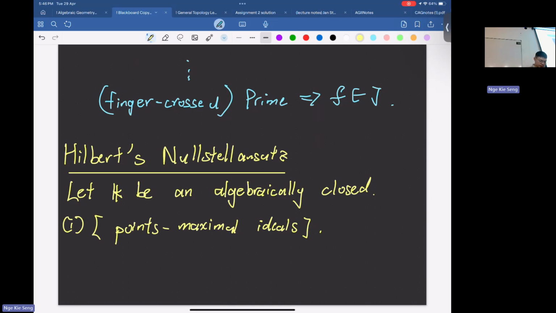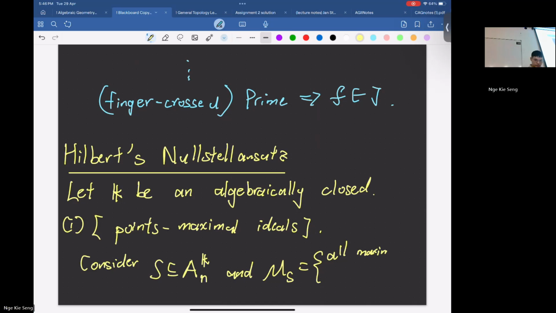Okay, so meaning what? If you consider a subset S of your affine space — sorry, no, this is not the affine space. This is the polynomial ring of n variables. And if you look at the maximal ideals that contain this subset S, obviously this ideal is contained in the polynomial ring.